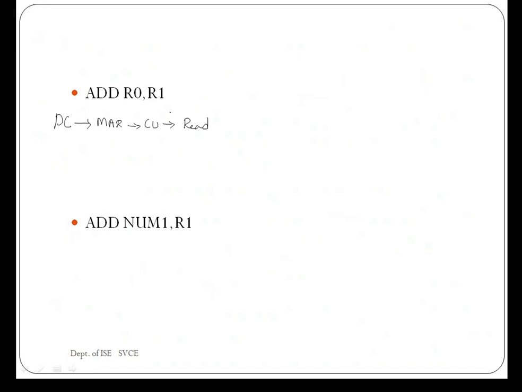Then it reads this after the memory access time elapses. The required data, it is not data actually here, it is an instruction, is available after the memory access time elapses. The required instruction is transferred to the MDR. From the MDR, since this is an instruction, it is transferred to the instruction register, IR. From the IR, the instruction is now ready for execution at the processor side.